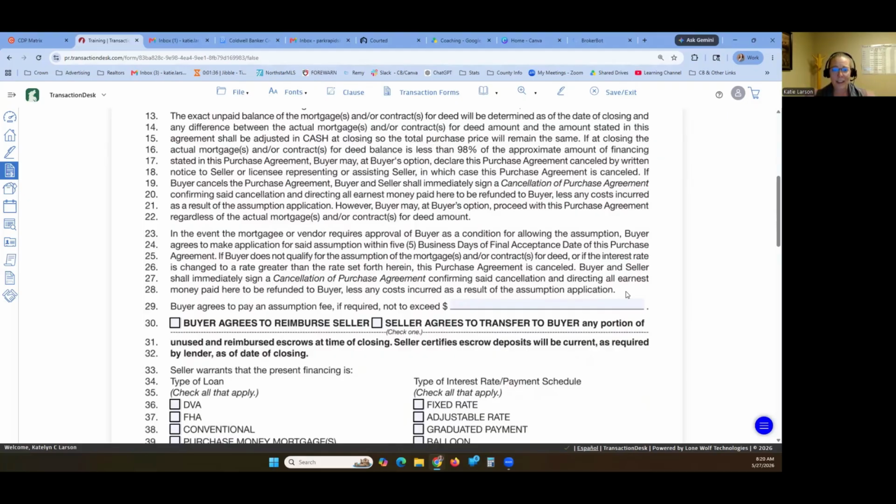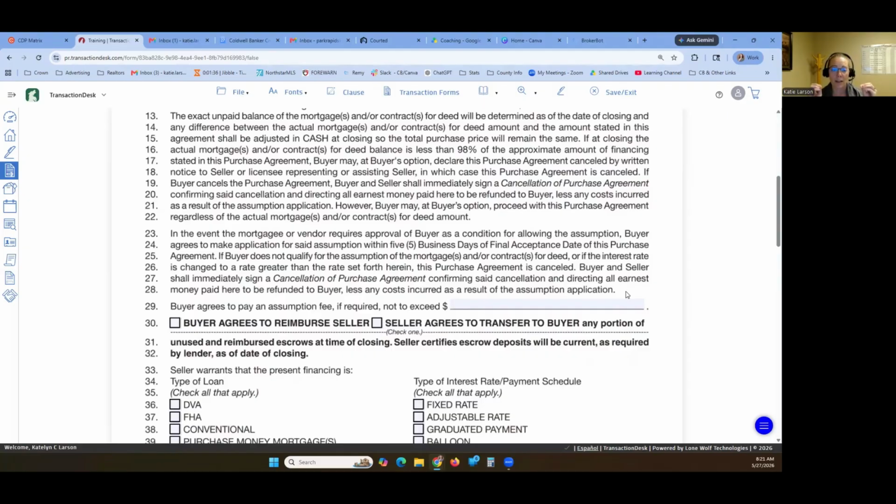Okay. What this piece is saying is that most mortgage companies don't just allow somebody else to assume a mortgage. They have to verify that that person has the income and the debt-to-income ratio to be able to assume that mortgage. That's what this piece is saying: if the mortgagee, which most of them do, requires approval, the buyer's going to ask for that approval and make an application within 5 business days of final acceptance.